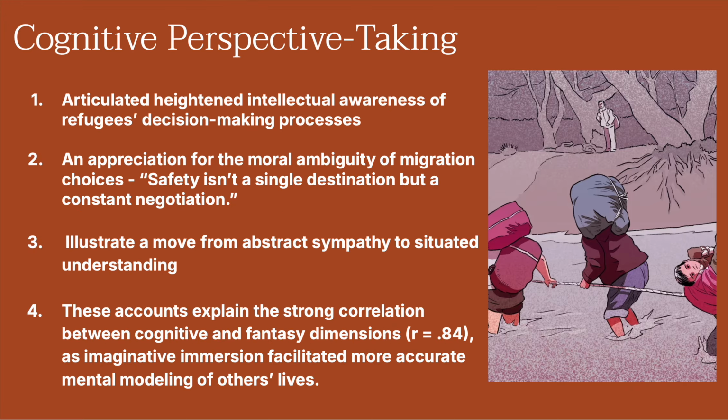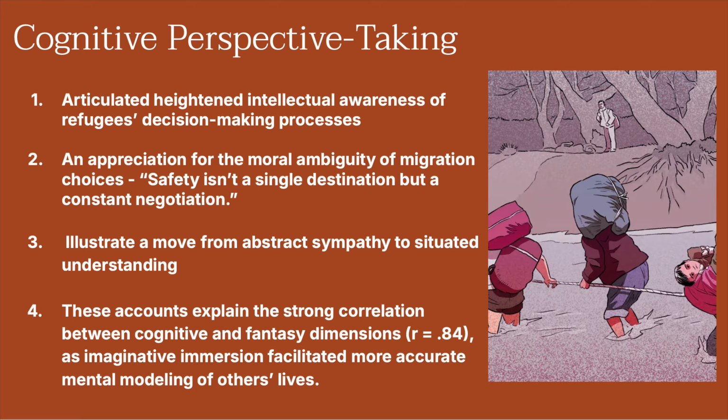The next one was cognitive perspective taking. The class also articulated heightened intellectual awareness of refugees' decision-making processes. Many of you described an appreciation for the moral ambiguity of migration choices and the absence of a right answer. One student said that safety isn't a single destination, but a constant negotiation. Those types of reflections illustrate a move from abstract sympathy to a situated understanding of what's happening. And that's precisely the kind of perspective taking that Davis identifies as cognitive empathy.